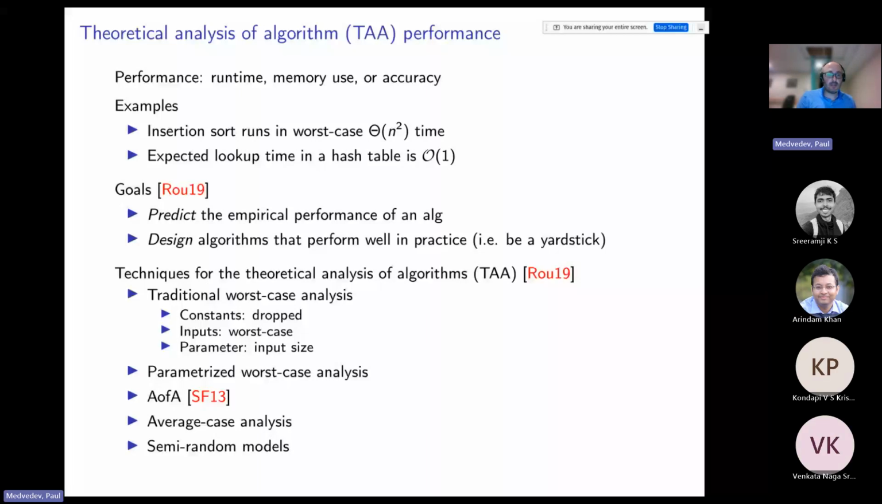Okay, and that's the basic one, and then there are more advanced techniques like parameterized worst case analysis, analysis of algorithms, average case analysis, semi-random models, and I'll talk about these a bit more during the talk.